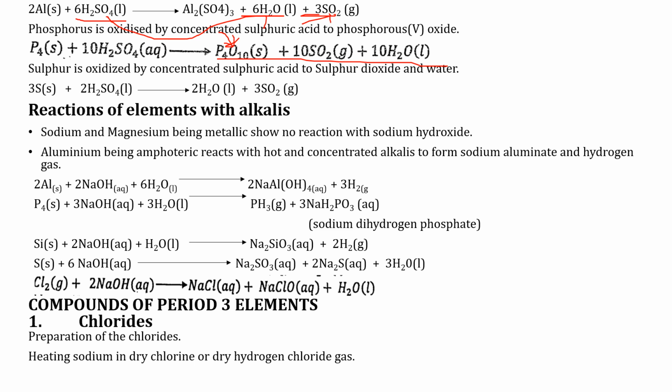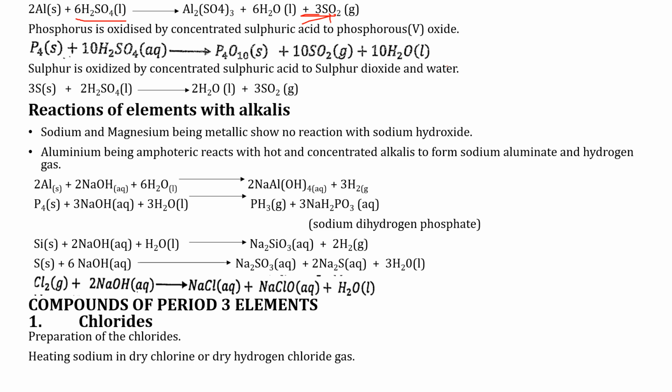So be aware of this. We don't form phosphoric acid with concentrated sulfuric acid. Rather, we form phosphorus pentaoxide. So let it not be tricky to you. So proceeding, sulfur is oxidized by hot concentrated sulfuric acid too. But sulfur is always going to be oxidized to sulfur dioxide gas, and the only product that will be left will be water. Reason being, we don't have enough elements in the equation.